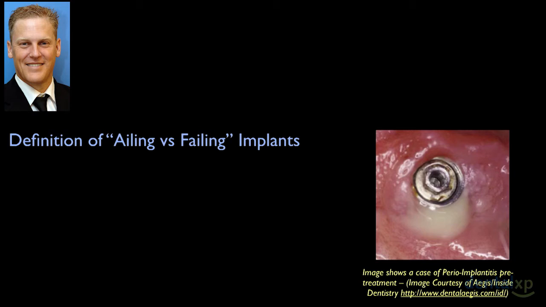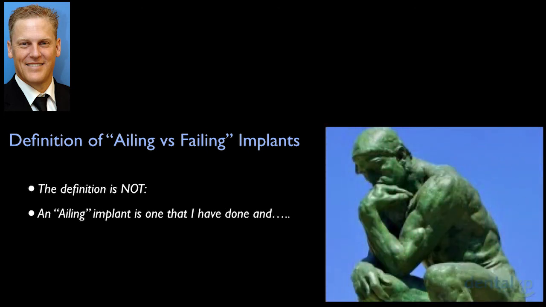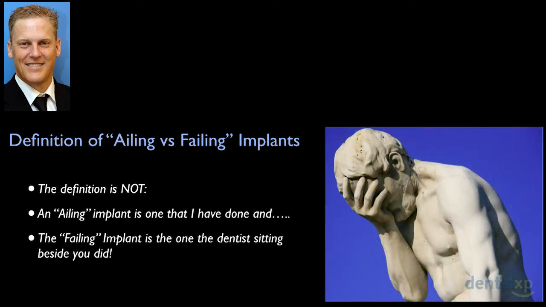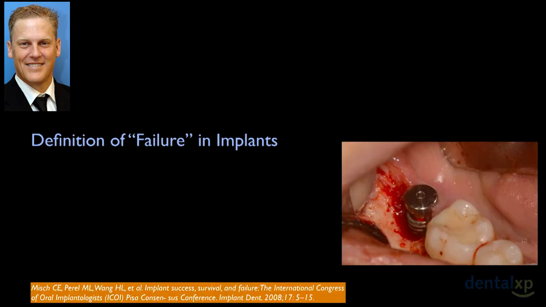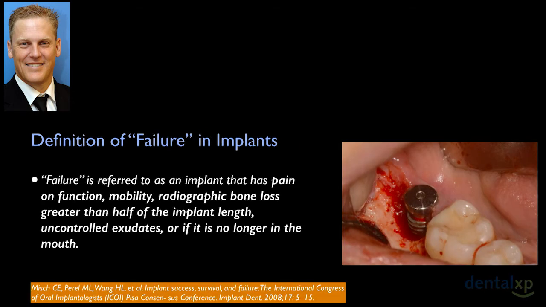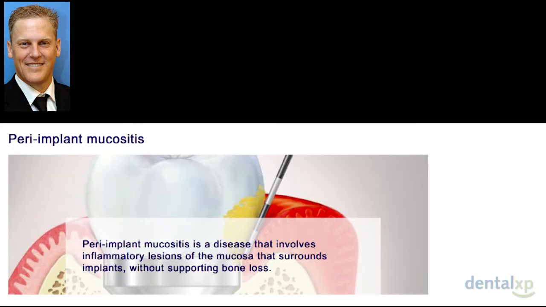When you ask yourself, what is an ailing or failing implant? What is the definition? Well, I can tell you what the definition is not. The definition definitely is not that the ailing implant is one that I have done, whereas the failing implant is the one that was done by the practitioner sitting beside you. No, in fact, Misch says that a failure is an implant that has pain on function, mobility, greater than 50% bone loss, and uncontrolled exudates such as pus or bleeding, or if it's no longer in the mouth.